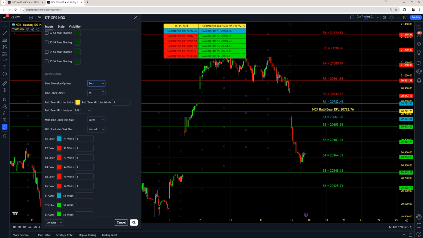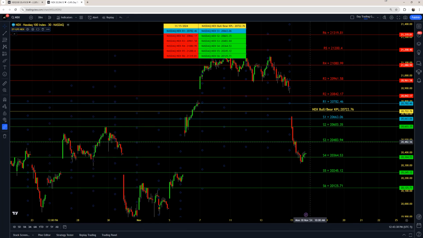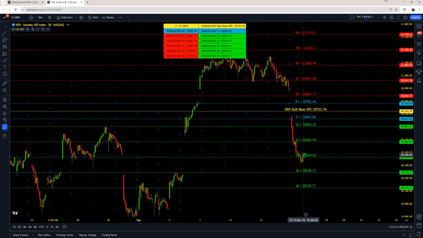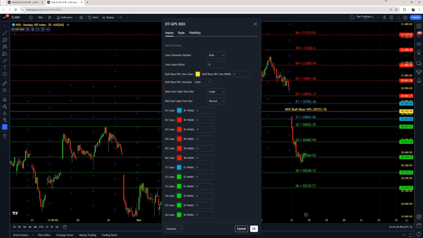Line label offset controls these line labels here, which are completely optional. By default, they are turned on, but you can turn them off if you prefer not to have them on your chart. But if you do have them on the chart, if you have it on 0, as an example, it will put it right over the current price action. Putting in a positive number moves it to the right of price action. Putting in a negative number moves it to the left of price action.